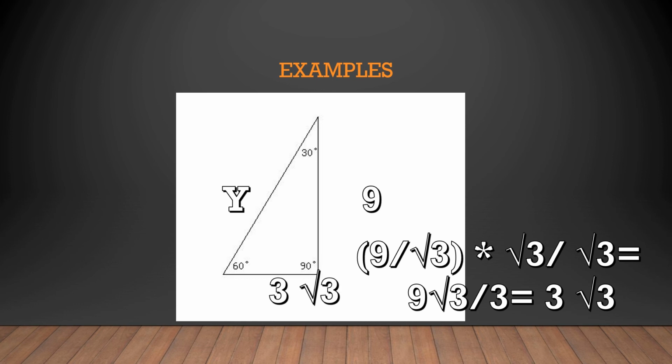And for y, you would just multiply 3 square root of 3 by 2, so it's 6 square root of 3, and that's how you find the side lengths of the 30, 60, 90 triangle.